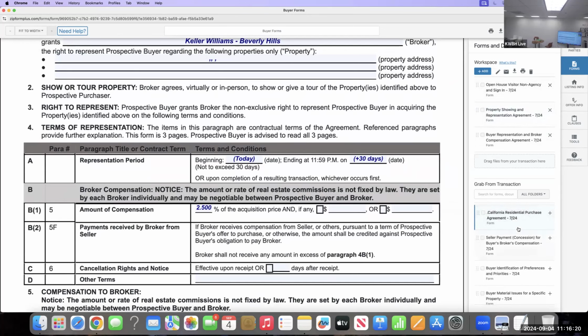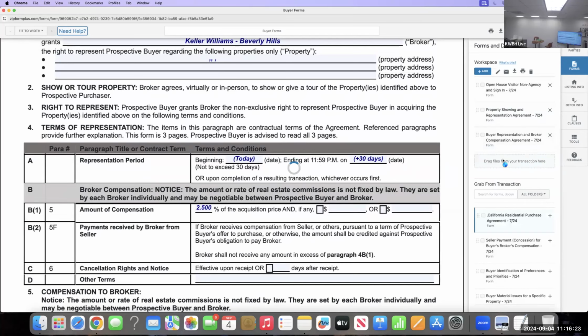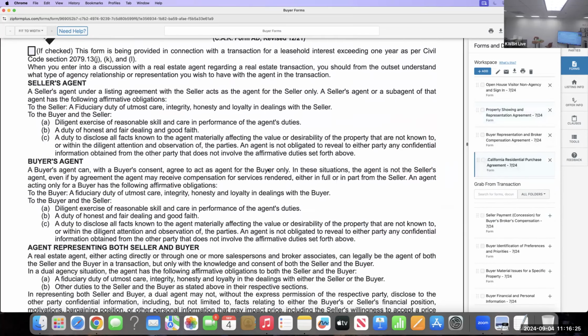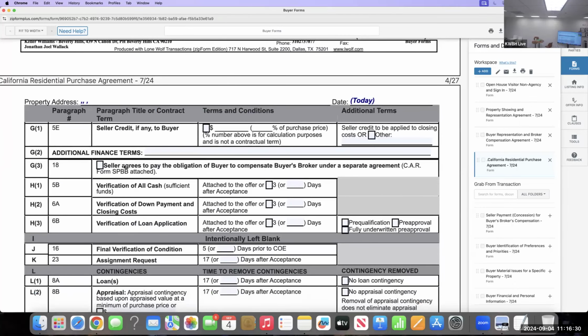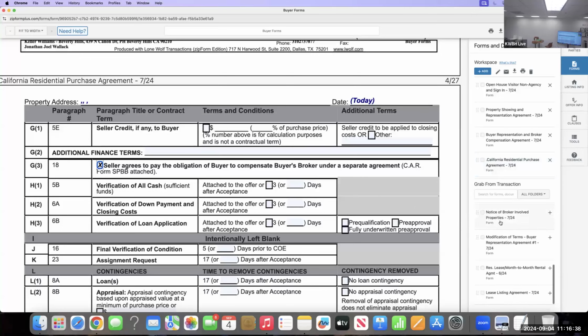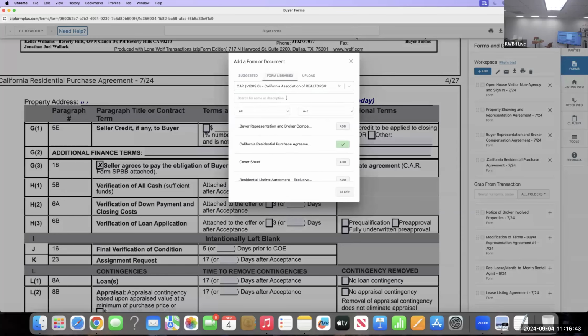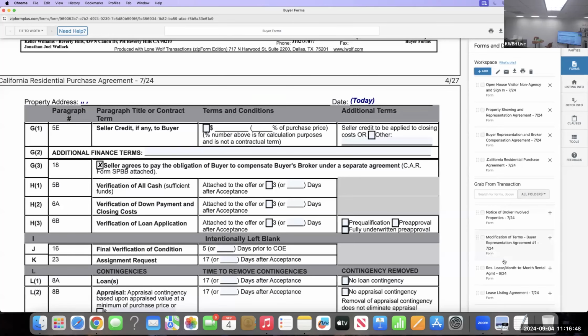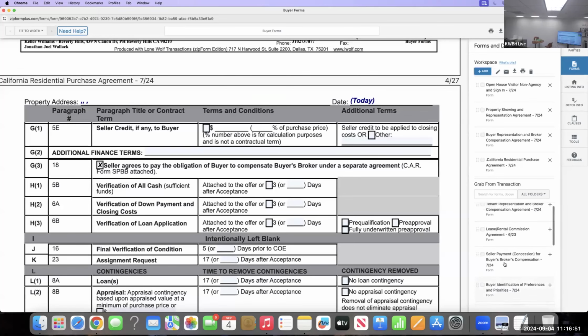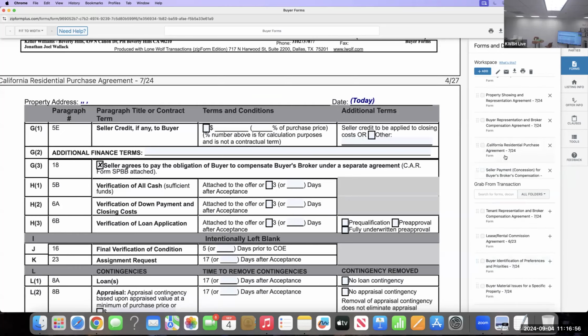It's the purchase agreement. Here's the purchase agreement. I know we're talking about listings today, but when I'm writing my offer, I'm checking this box: seller agrees to pay the obligation of buyer. They want to see the obligation. They want to see it because, here, I'll show you why they want to see it. If there's no obligation, they don't need to pay. They want to see it because it's here. Seller payment, here we go. This is why they want to see it.